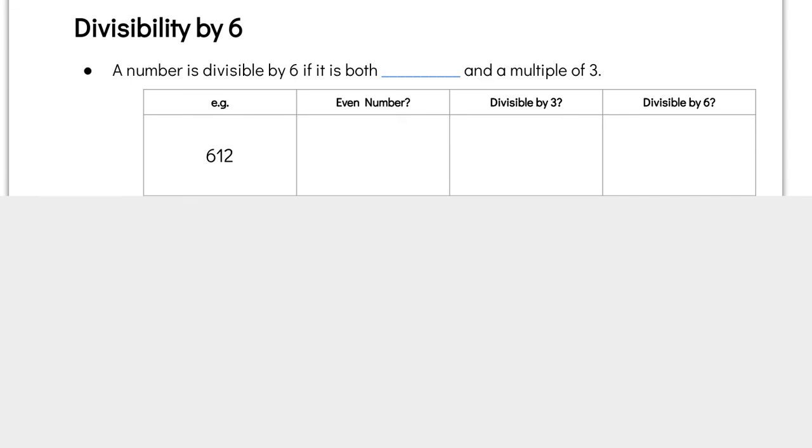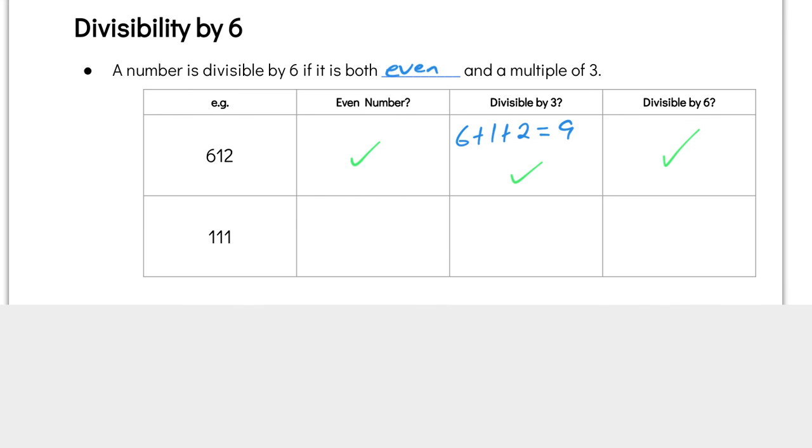All right, let's look at divisibility by 6. A number is divisible by 6 if it is both even and a multiple of 3. Now, is 612 even? Yes, it is. I can see that the 2 in the 1 spot is even, so that means the whole number is even. Is it divisible by 3? Well, I can go 6 plus 1 plus 2, so that's 7, 8, 9. 9 is divisible by 3, or is a multiple of 3, and so that means the whole thing is divisible by 3 as well. If it's both even and divisible by 3, then it is divisible by 6. So it is divisible by 6.